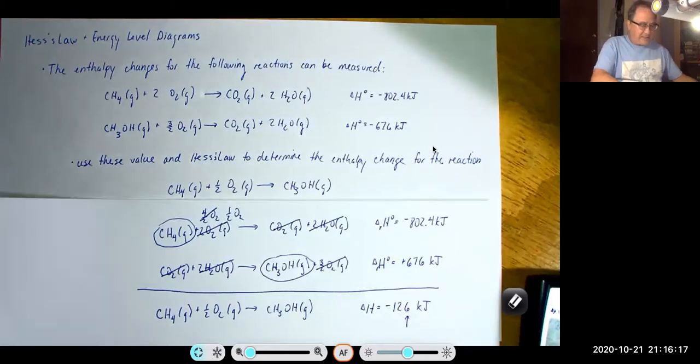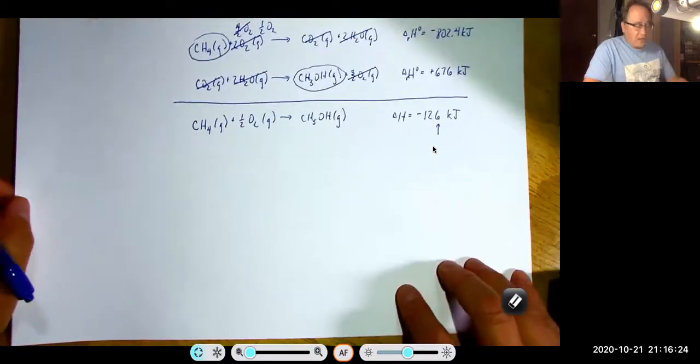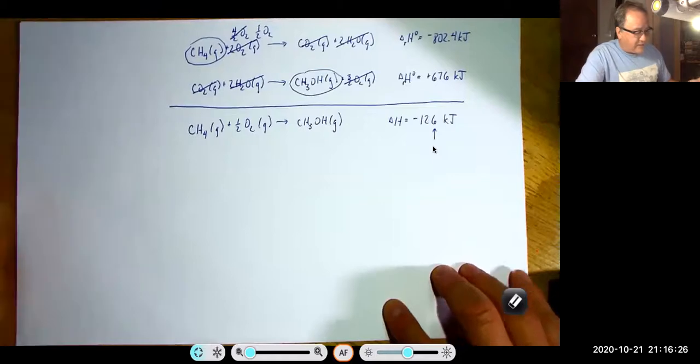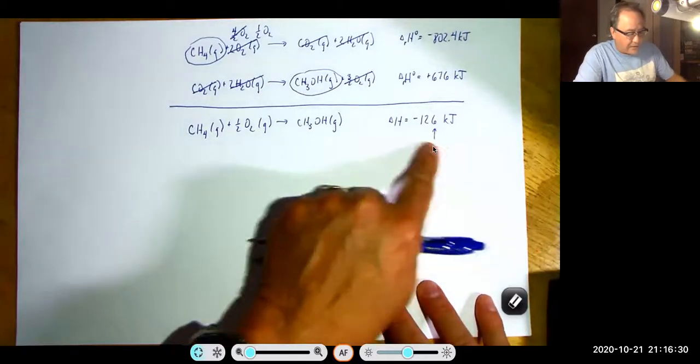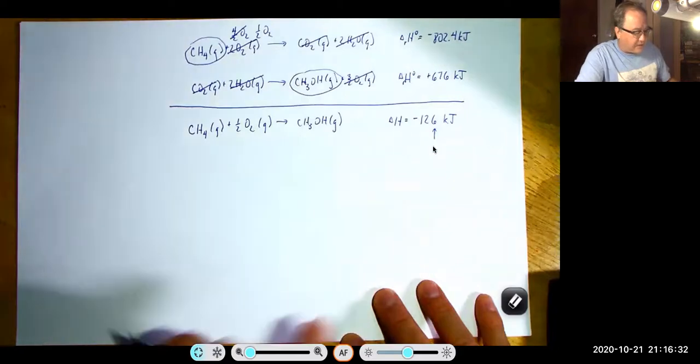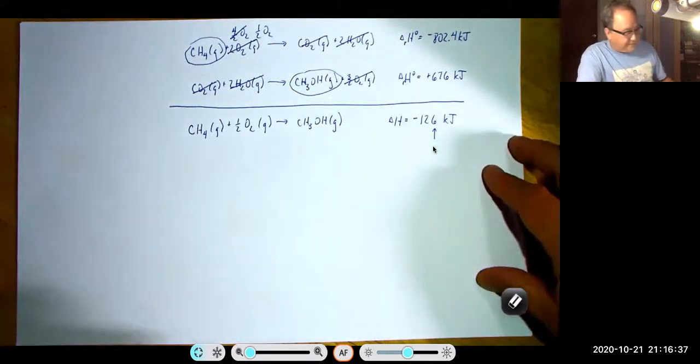So this is the answer to the enthalpy change for that reaction. So let's write an energy level diagram for this. I'm going to start with this bottom one here. And actually, here's how I usually like to start.